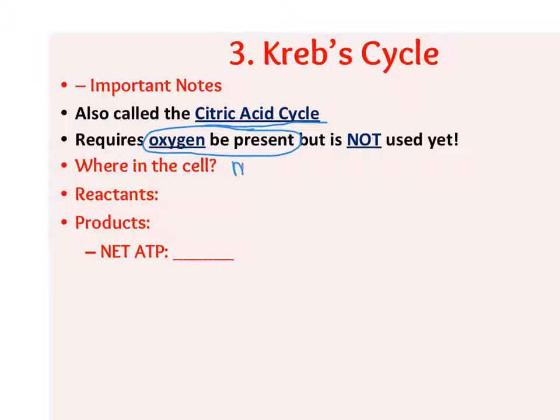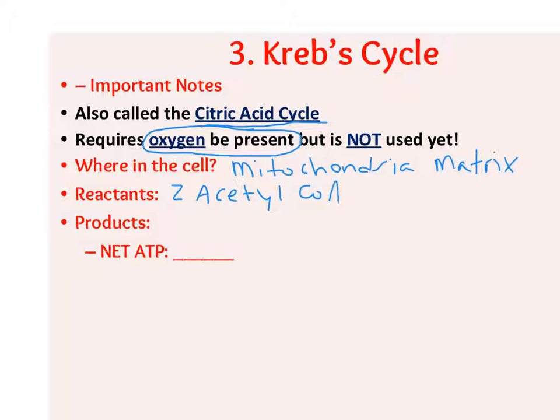Now, where in the cell does this occur? Same place as pyruvate conversion, in the mitochondrial matrix, which basically means the middle of the mitochondria. Now, what are the reactants? We need the two molecules that we made in pyruvate conversion. So we need those two acetyl-CoA molecules that we made in pyruvate conversion.